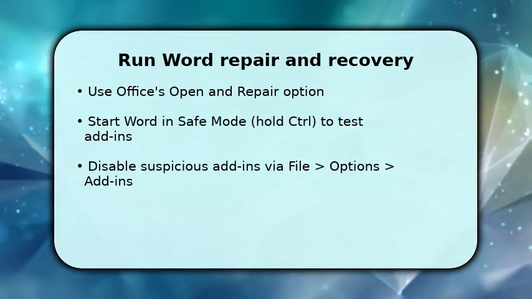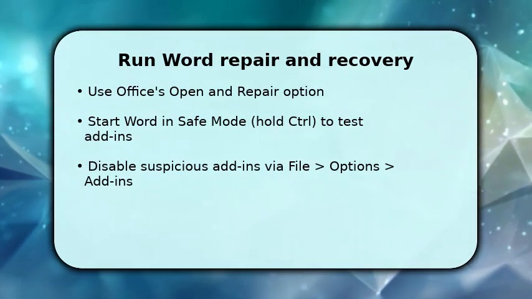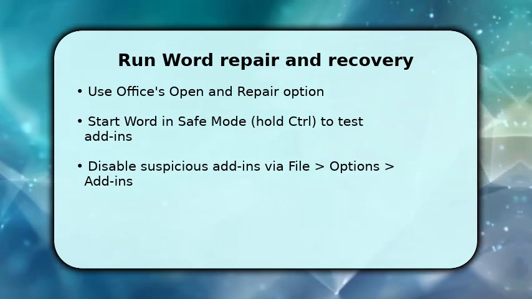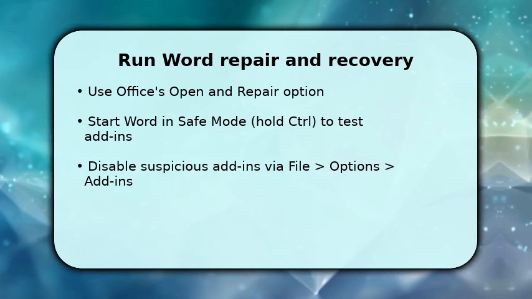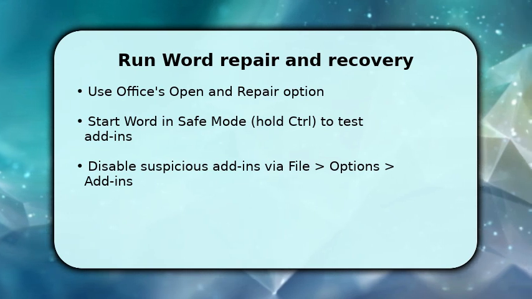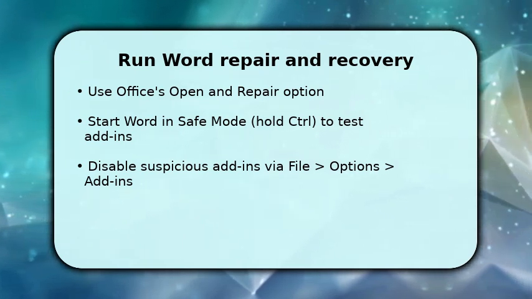Next, use Word's built-in recovery. Go to File, Open, select the file, click the arrow next to Open and choose Open and Repair. This attempts automatic fixes. If that fails, start Word in safe mode by holding Control while launching. This isolates add-ins that can block opening.